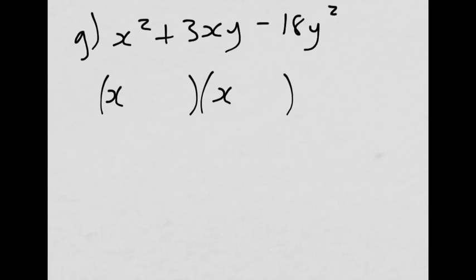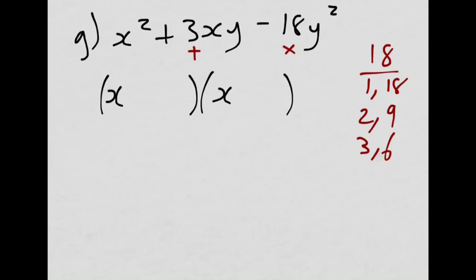2 factors that multiply to equal negative 18 and add to equal positive 3. So I think of the factor pairs of 18, and I've got 1 and 18. 2 and 9. Last one? 3 and 6. Okay. Which one's going to work? Negative 3 and 6. Good. Let's just double check that works. Negative 3 times positive 6 is negative 18. Negative 3 plus 6 is positive 3. So we're good. Beautiful.